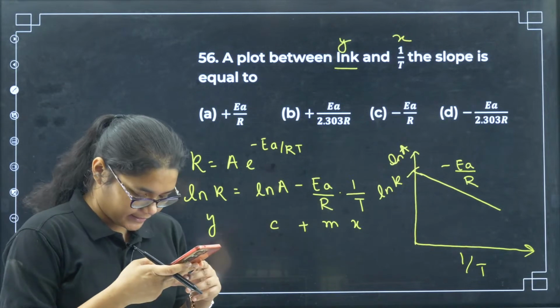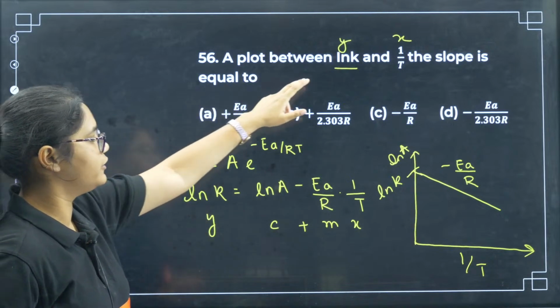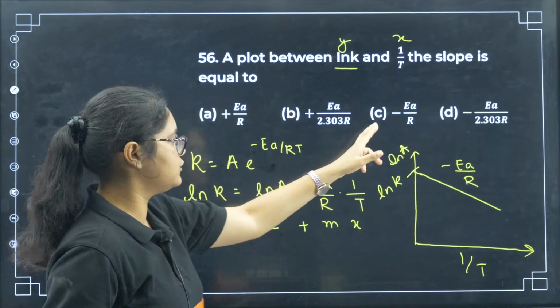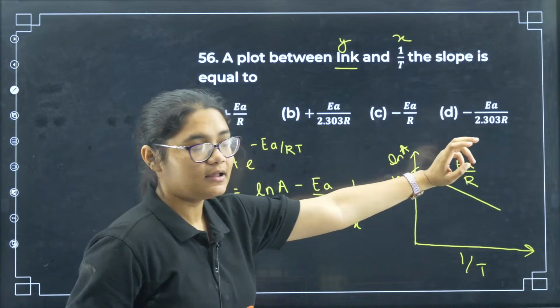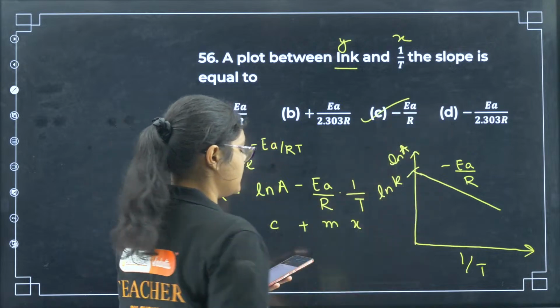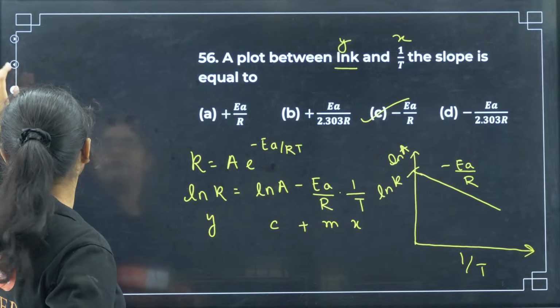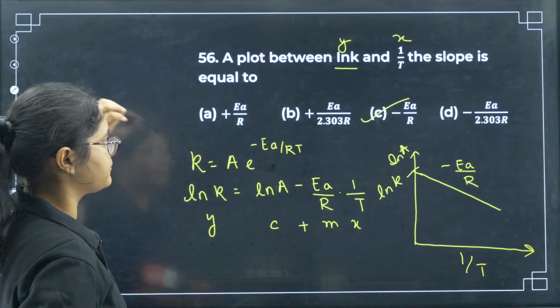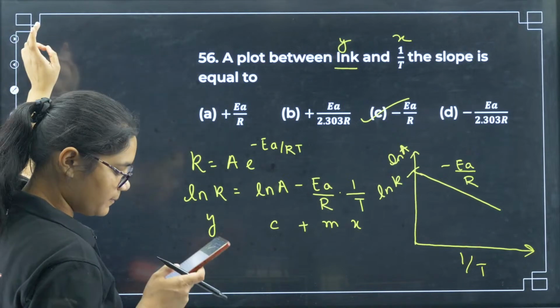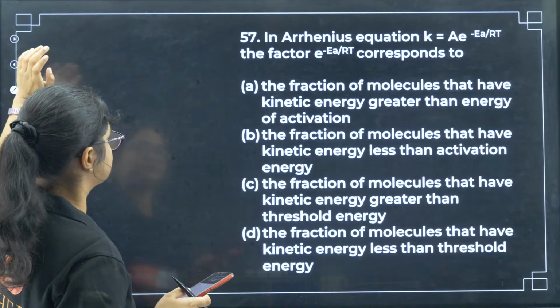Uday and Anjali, see, D will come if you take log on both the sides. Then you will get D as the answer. But it is in terms of ln. So for ln, the answer is minus EA by R. So that is C. Okay, clear? I hope all of you are clear with this question. Any doubt, please put, else we'll go to the next question.